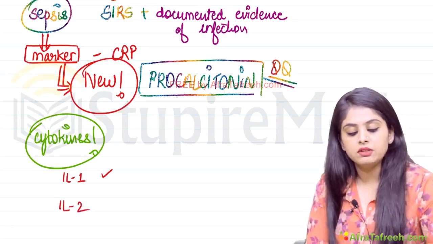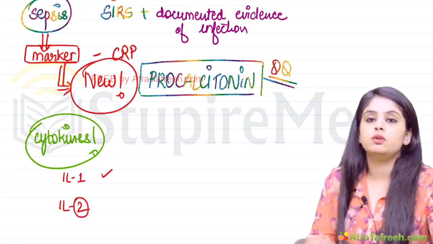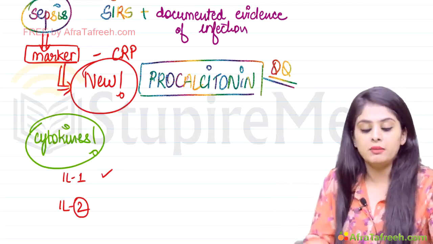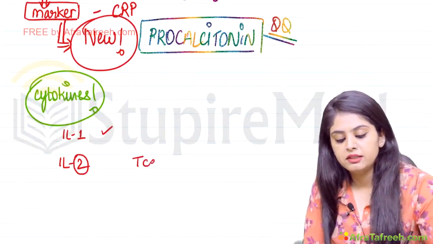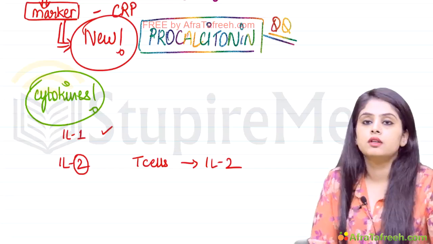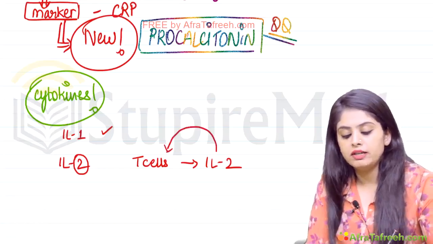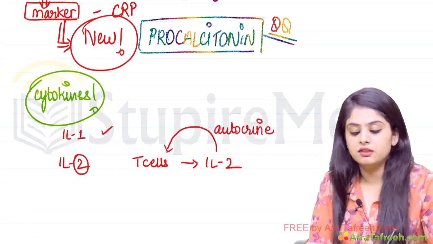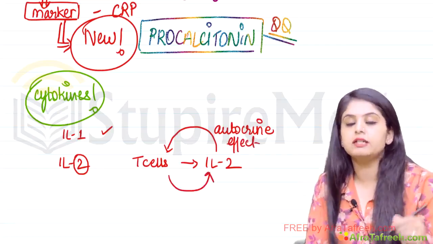Next, we have interleukin 2. How will we remember the function? Interleukin 2. Between two things only it is going to juggle. What do I mean by that? Interleukin 2 is basically produced by the T cells. So T cells will produce interleukin 2. And what will interleukin 2 in turn go and do? It will have an autocrine effect on the T cells. So it will then stimulate the T cell to further release more of interleukin 2.